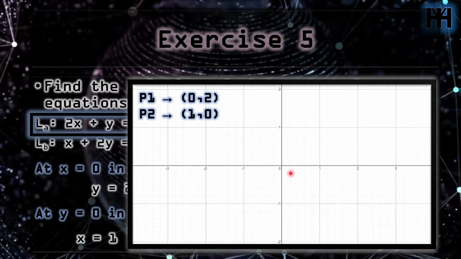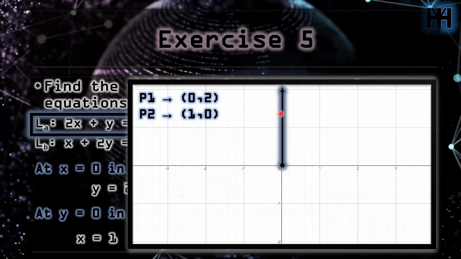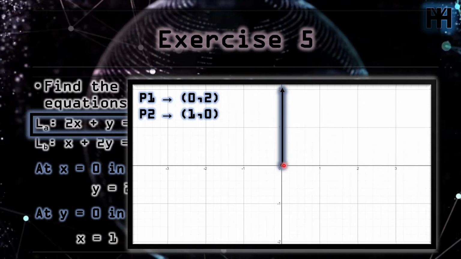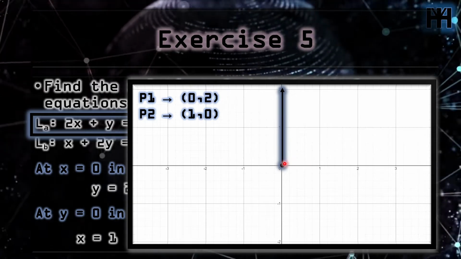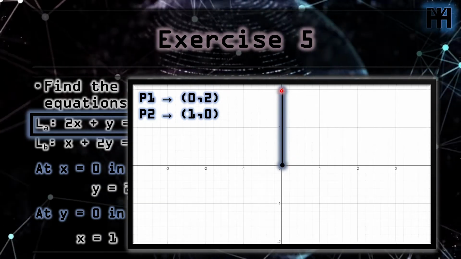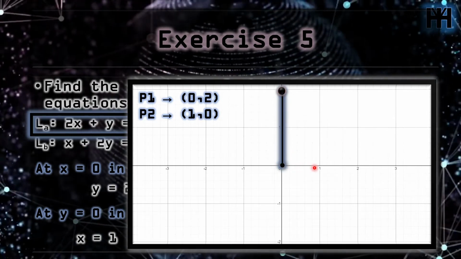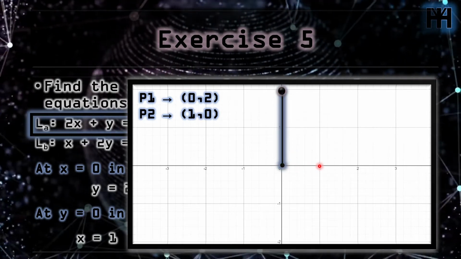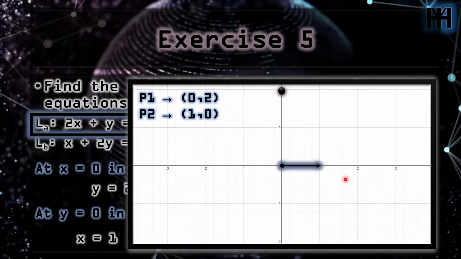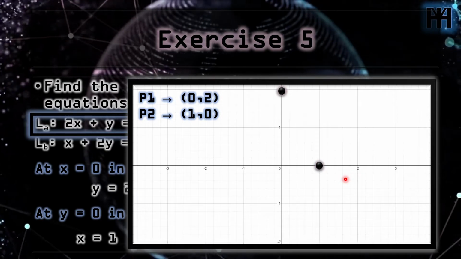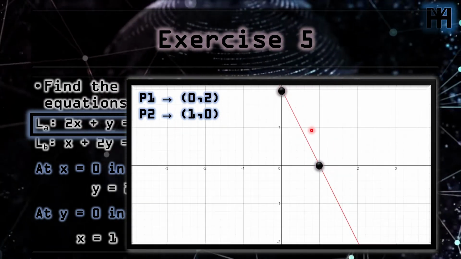Okay, (0, 2). Let's see here. The x will be 0 and the y is 2. We won't move to the left or the right because x is 0 and y is 2. So the first point will be here, and the second point is (1, 0). We will go to the right one, and y is 0, so we only go one point to the right. So the other point will be here. Okay, you're ready to draw it? This is LA here.